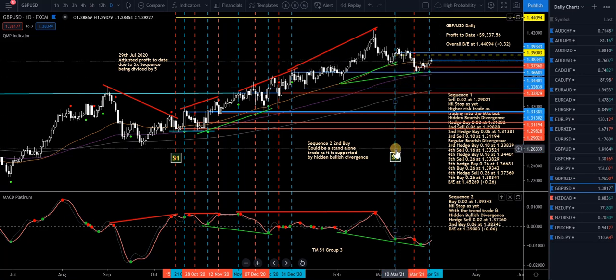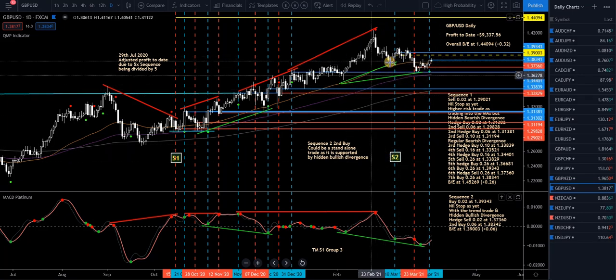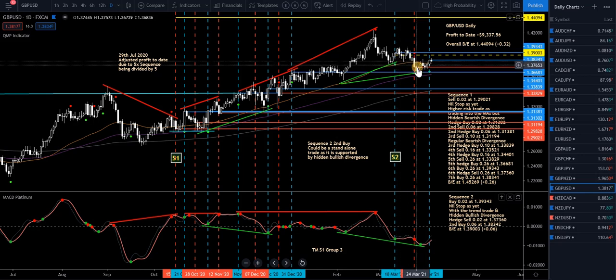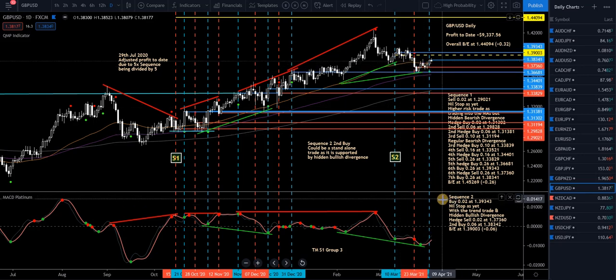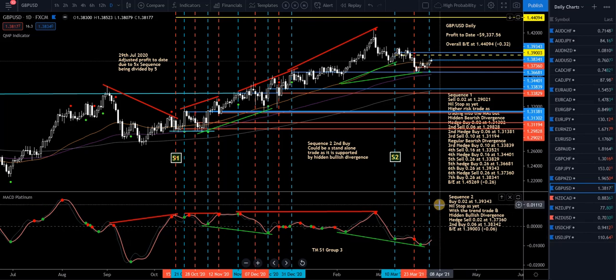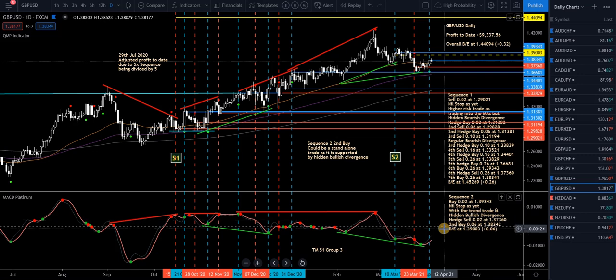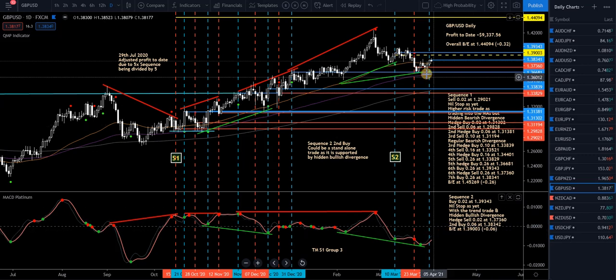But sequence two was a buy here based on hidden divergence. So this was one I'm happy to hedge again. So it was a buy followed by a hedge sell followed by a second buy. So you can pause the video, read the notes. There's sequence two: buy, nil stop with trend trade and hidden bullish divergence, hedge sell, second buy. Break even for that's that yellow dotted line.